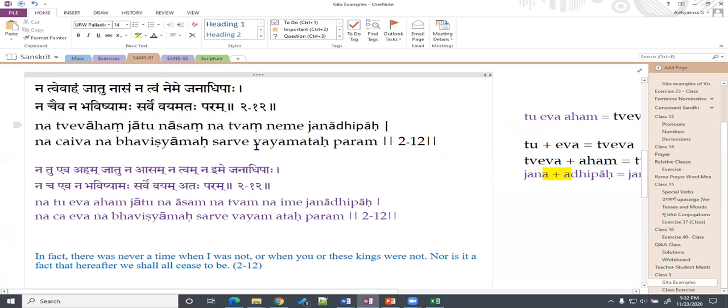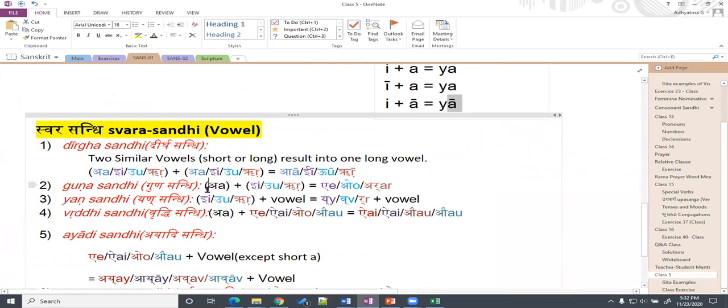Similarly, Na ime becomes Ne me. Now you can see Na ime, Ne me: Akara plus Ikara becomes Ekara. Guna Sandhi is taking place there. So these are the rules. We will just do these three subtypes today.